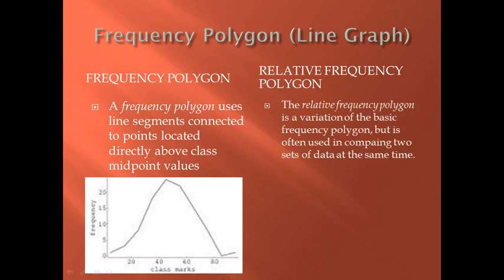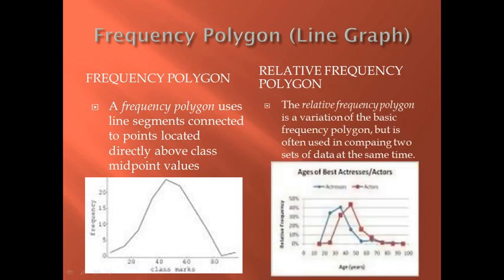The relative frequency polygon is what we'll use when we're trying to compare two things at once. The example at the bottom is ages of best actresses and actors. It could come from the Emmy or Grammy Awards, but that's how we would measure something like that, and we can easily compare them by using the relative frequency, a percentage. There might be more actors than actresses, so it's important to use a percentage there.